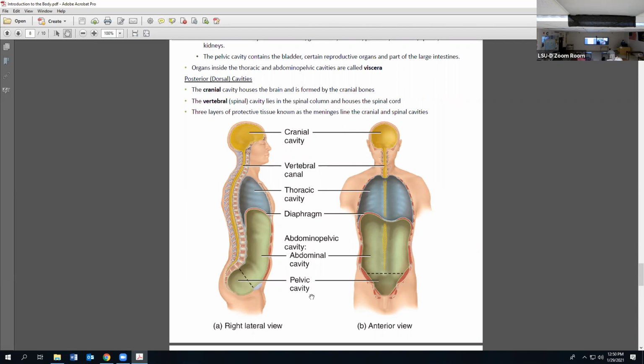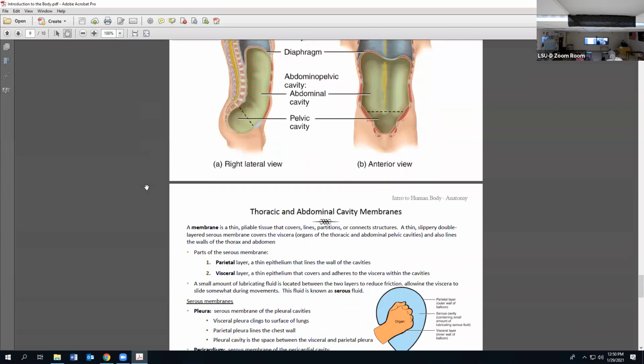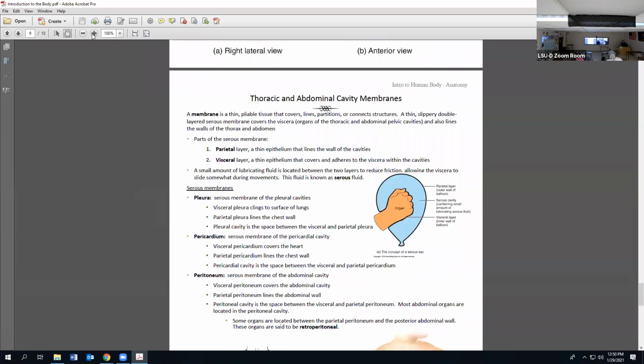I do want you to be able to identify these two pictures, so make sure you commit those to memory. All right, we are at 12:50, so we will stop here. You'll have two slides that you'll have to get the notes from the videos I'll send out, or video, it'll only be one.